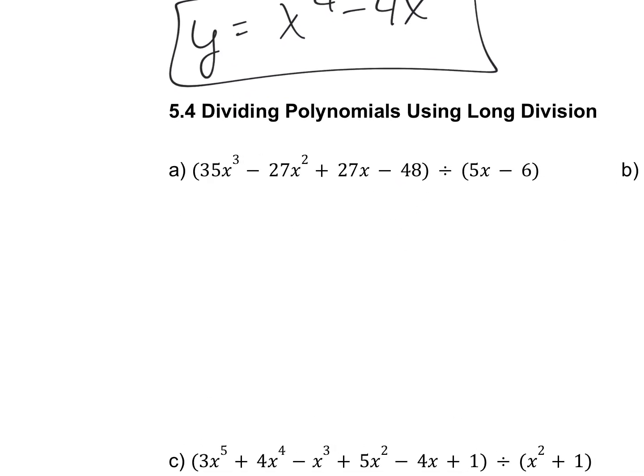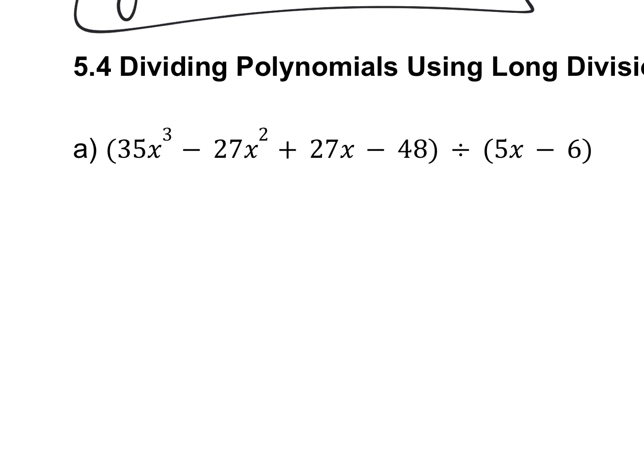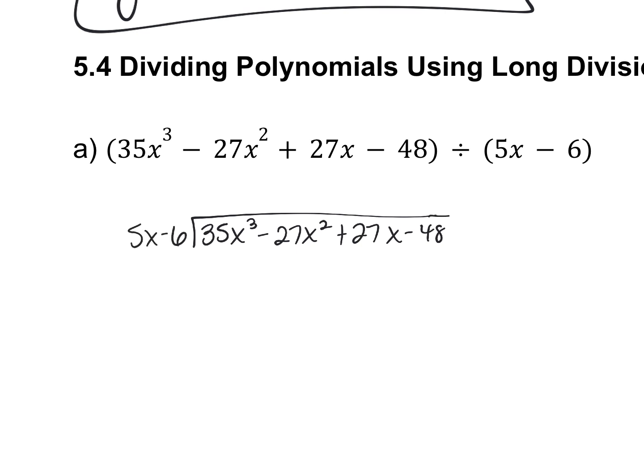All right, everybody's favorite, long division. So let's get this set up. There are no skips in this, so that's good news. So I have 35x to the 3rd minus 27x squared plus 27x minus 48, and I'm dividing by 5x minus 6. Okay, remember you do 5x times what gives you 35x cubed. That's going to be 7x to the 2nd power, so that goes in the x squared column.